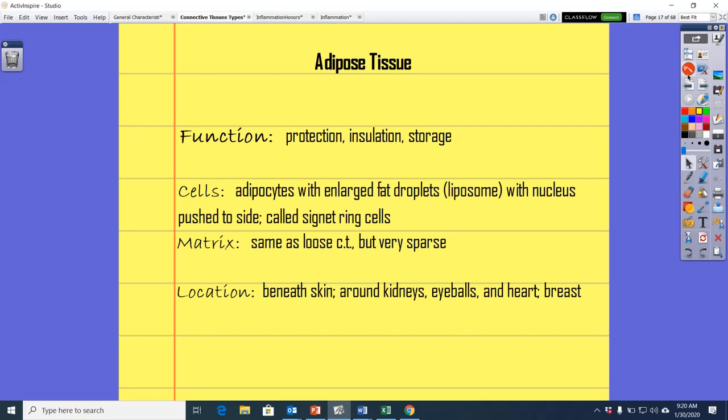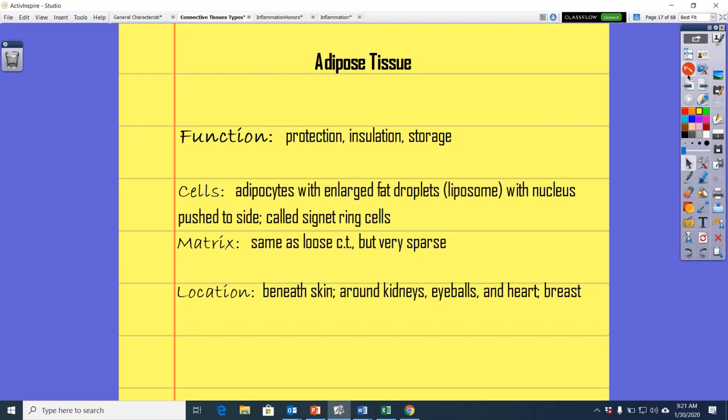The cells within adipose tissue are adipocytes. Remember that translates directly to fat cell. And the fat droplets or lipid droplets within those cells are called liposomes. That will cause the nucleus to be pushed to the side. The matrix, which is everything but the cells, is going to be the same as loose areolar connective tissue. So we'll still have some collagenous fibers, some reticular fibers, some elastic fibers, but you can't see it. Okay, because the adipocytes take up most of the tissue, the fibers are invisible. The fibers are not concentrated enough to be visible within that tissue picture.